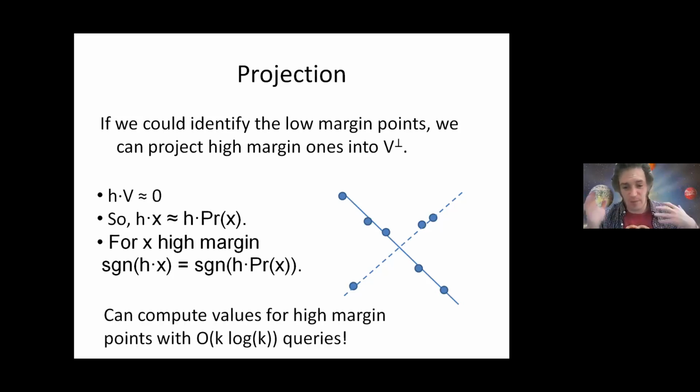And where does this gain us something? The advantage that we have here is that V perp was only k-dimensional. So if we only need to estimate H along these directions in V perp, we can do that in k log k queries rather than d log d queries.